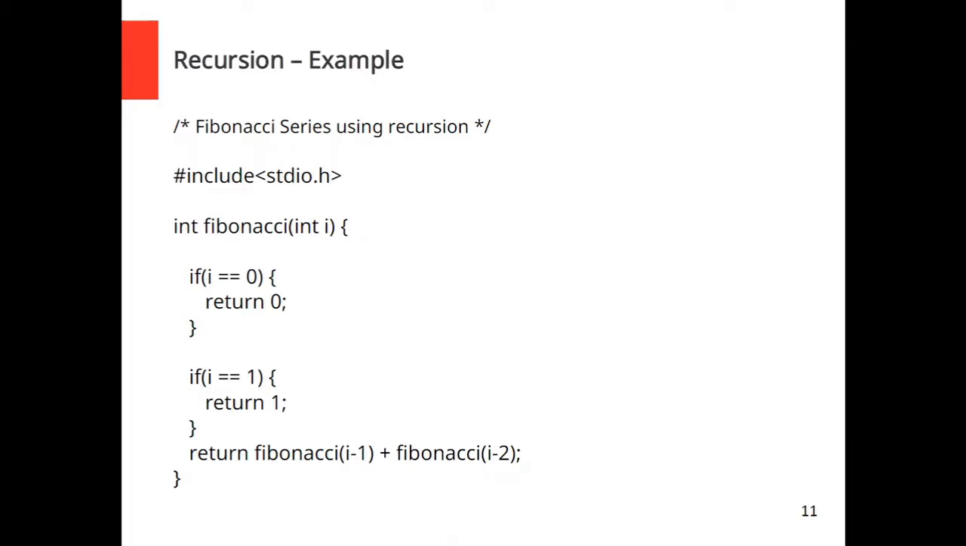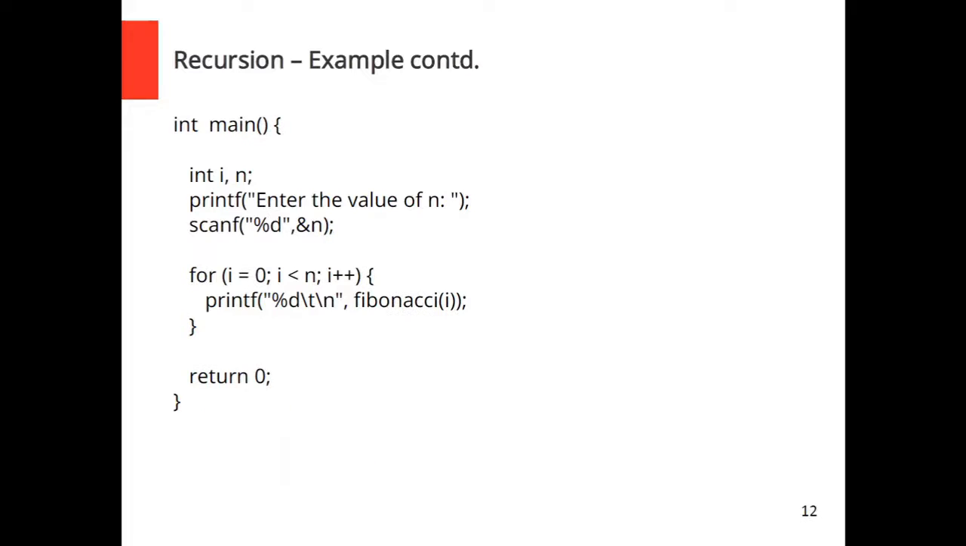So the Fibonacci of number i is nothing but the sum of Fibonacci of i minus 1 and i minus 2. Similarly, Fibonacci of i minus 2 recursively calls the Fibonacci function with the value of i decreased by 2. In the main function, it accepts the user input for value n, and it calls the Fibonacci function for values ranging from 0 to n.